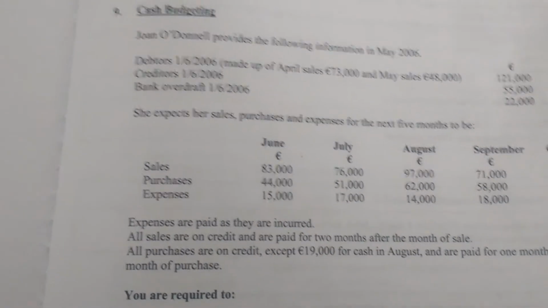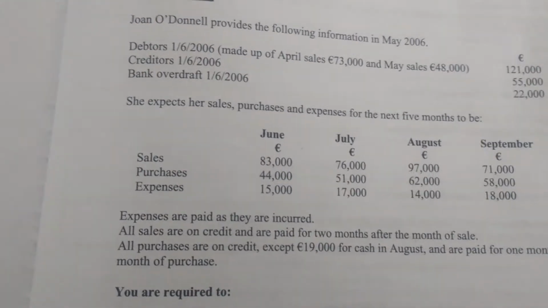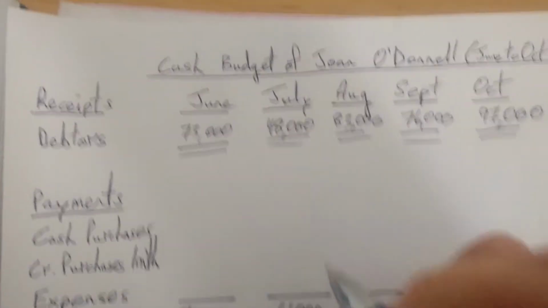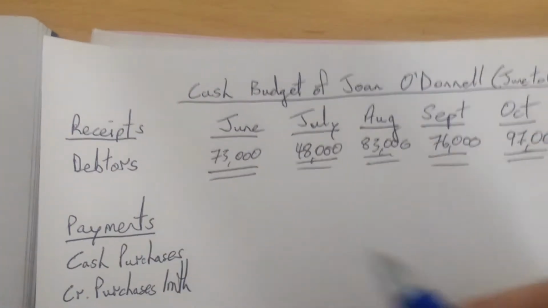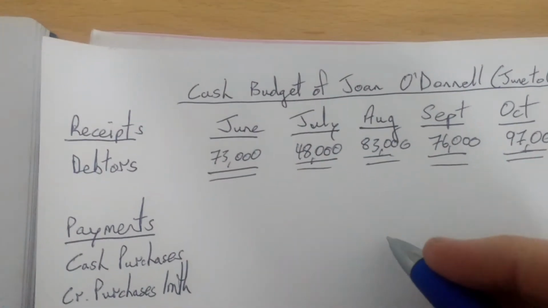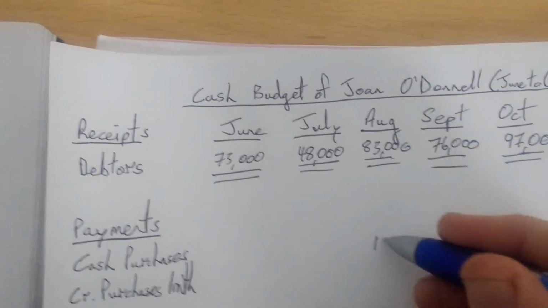Okay, so let's have a look at the cash one first. It says, where are we here? All purchases on credit except 19,000 for cash in August. So we can just slip that straight in there, since it's a cash purchase paid for at the time. If we go to August here, we can put in 19,000.